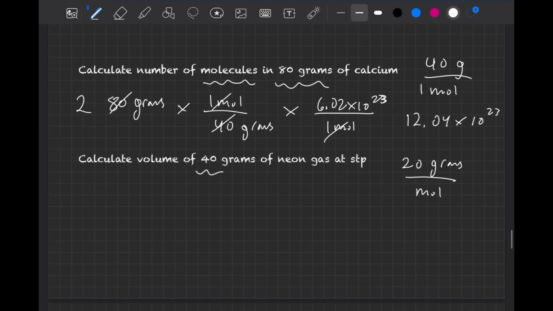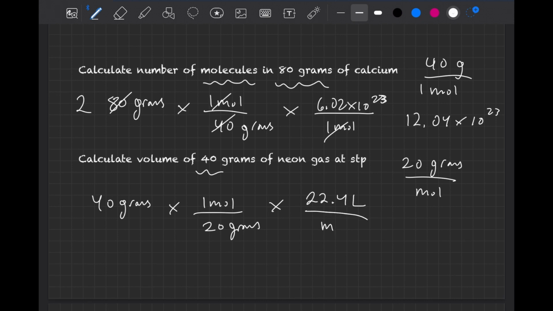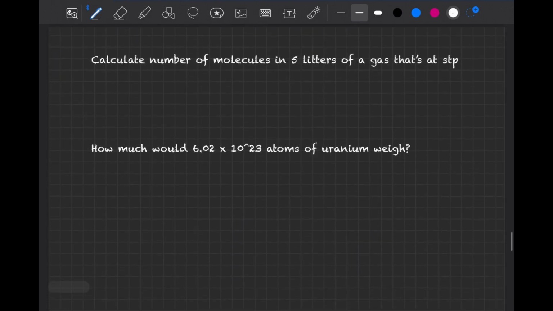So 40 grams that we started with times 1 mole on the top, 20 grams per mole from the periodic table, and then multiply by 22.4 liters per 1 mole. So then moles cancel, grams cancel, and we're just left with liters in our answer. So it's basically going to be 2 times 22.4, which is 44.8. Okay, now let's try this one.